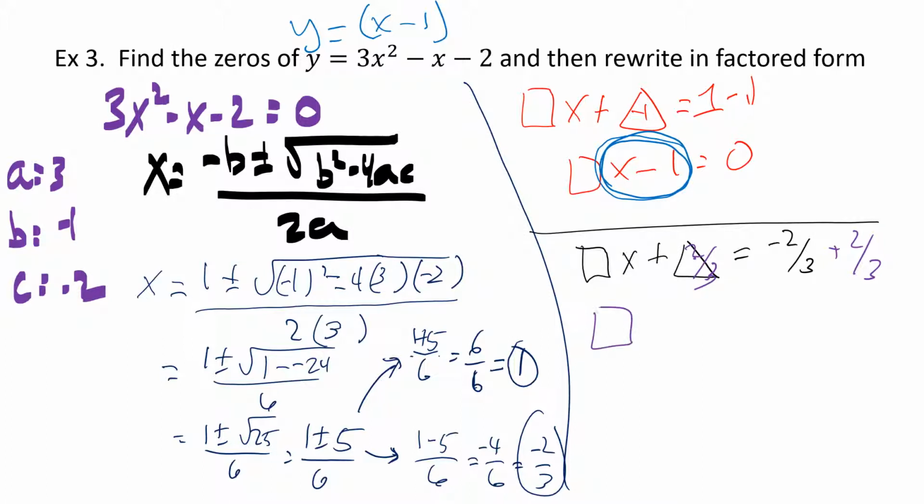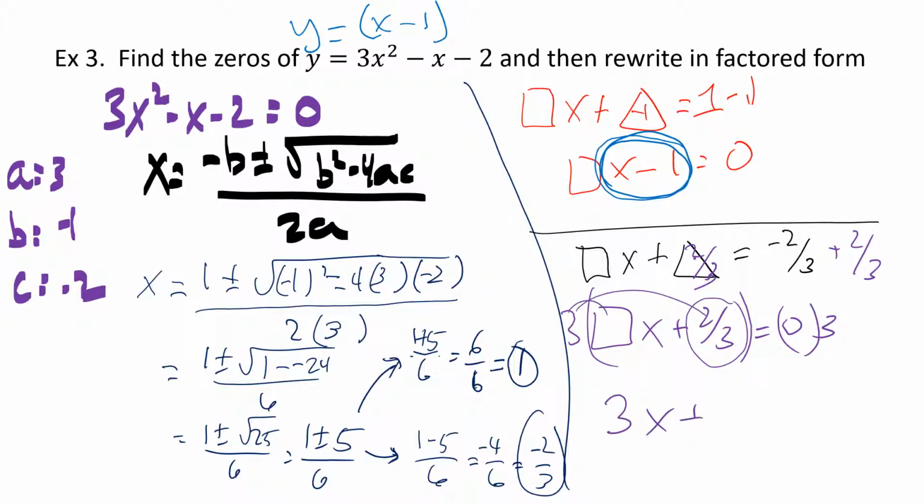When I do that, I get x plus 2/3 equals 0. Now I have a fraction right there, so I want to get that to be a whole value. I'm going to multiply both sides by the denominator, and when I distribute, I'm going to get 3x plus 2 is equal to 0. Guess what? There's my other factor.